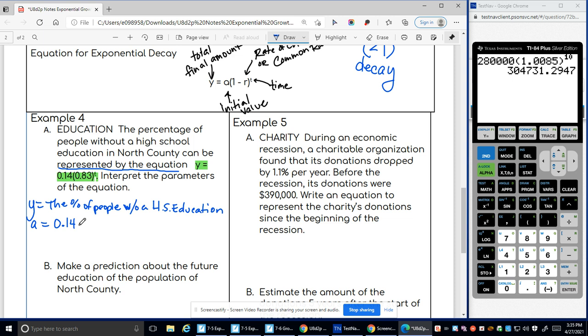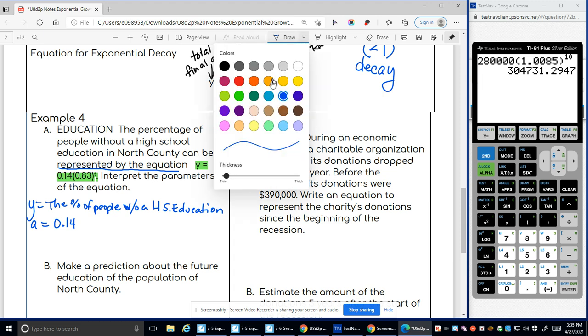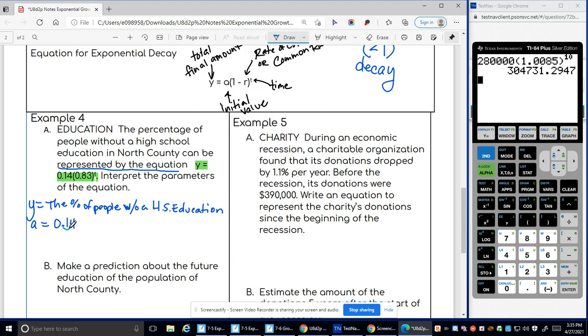Usually a percentage number is going to look bigger, right? So we move it to the right. When we're going from decimal to percentage, we move it to the right. And so that ends up becoming a percentage of 14%.